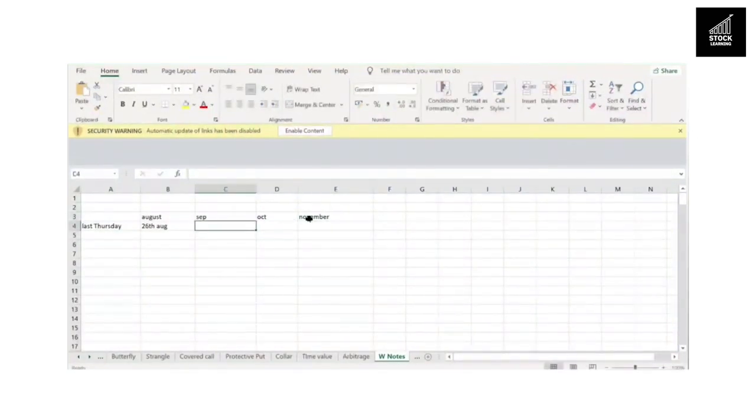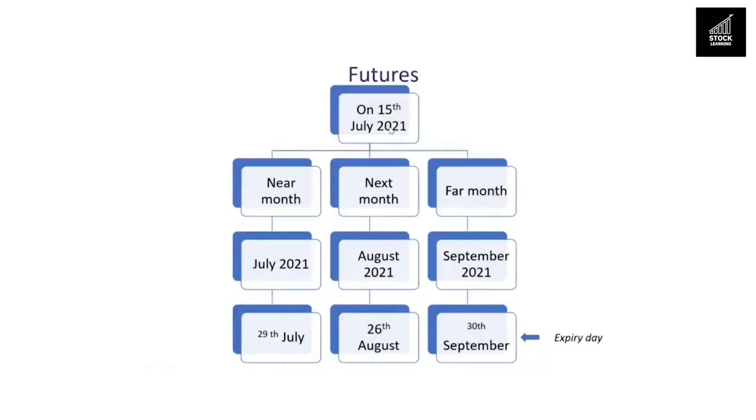Now the September futures will expire on the last Thursday of September, which is 30th. Absolutely right. So on 30th September futures will expire and the exchange will introduce the December futures. This is how it works. So let me take you back to the PPT. Here I've just given an example for 15 July. You have 3 months contract, the near month, that is the running month, and the next month and the far month, each expiring on the last Thursday.